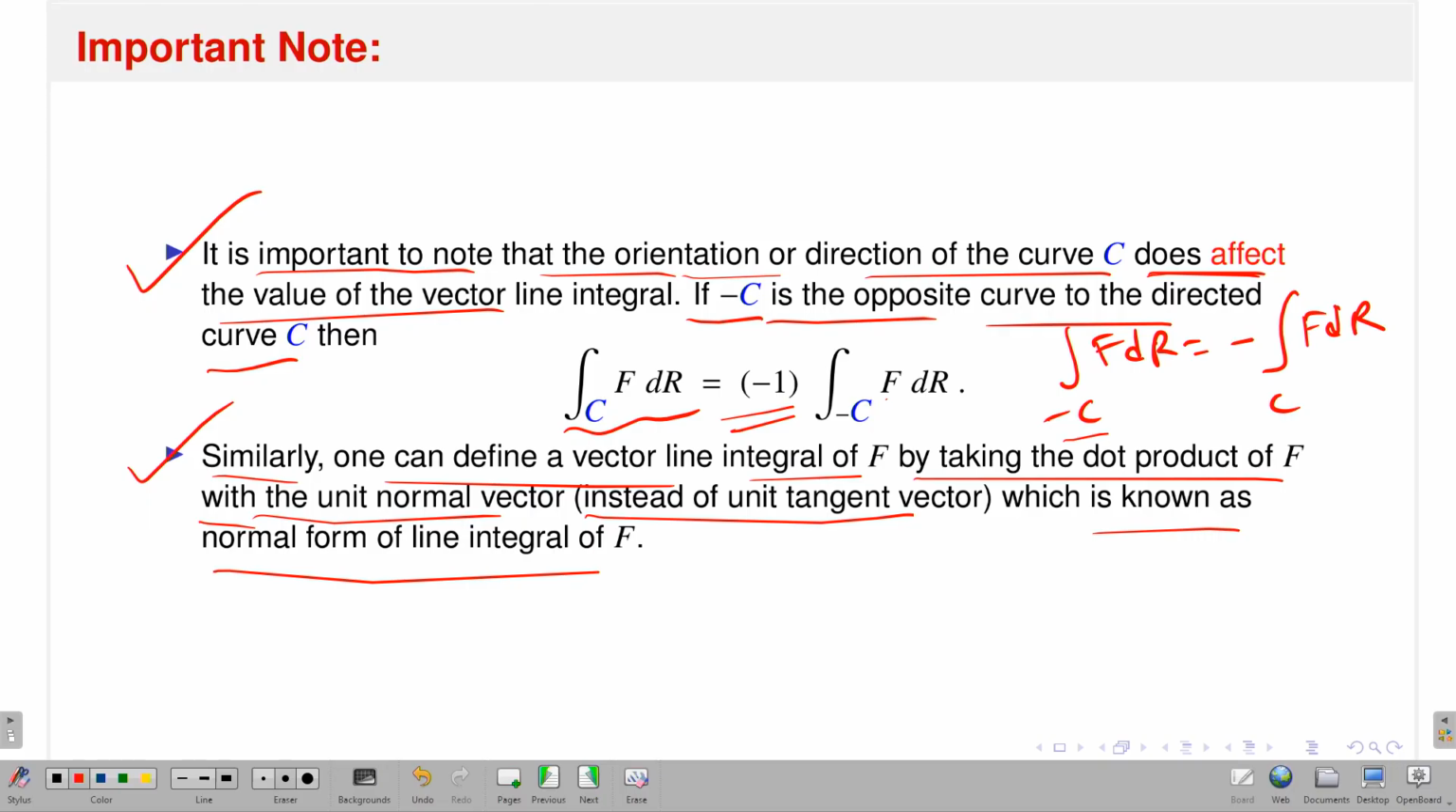So, you may ask why I am talking about the unit tangent vector at that point, when I can also think about the unit normal vector. Yes, you can do that. That also you can make into a vector line integral, and at that time it is known as the normal form of this vector line integral of capital F. That is the way you can define it, or you can go ahead with the earlier definition. Okay, so this is called the normal form of this vector line integral of capital F.